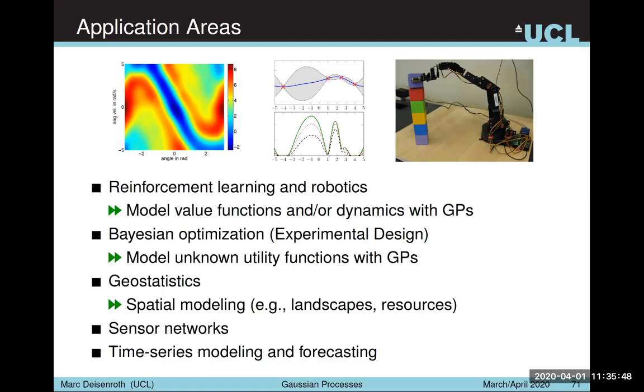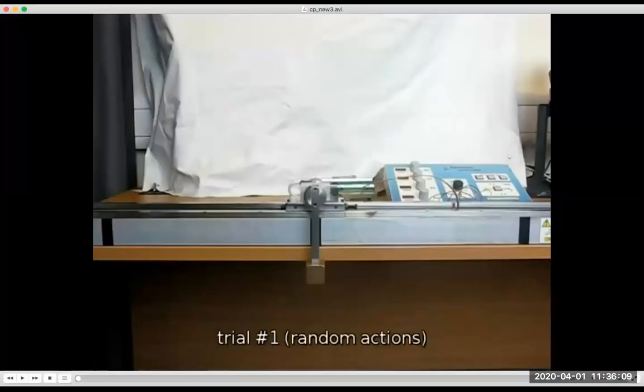So that is maybe towards the end of the lecture. I wanted to give you one motivating example of where Gaussian processes are used in reinforcement learning and robotics. So I wanted to show you a little video of some work that we've done a few years ago, where we, can you see this?